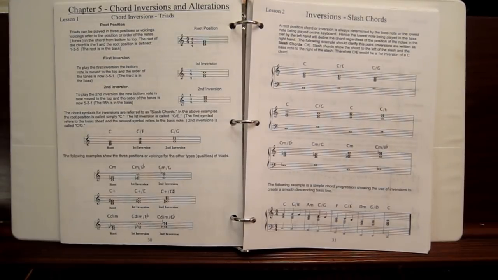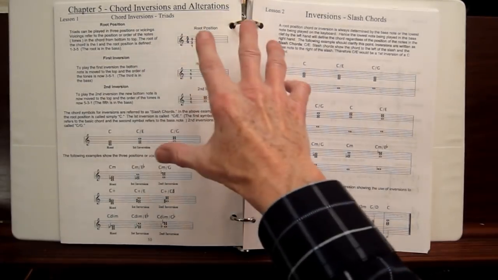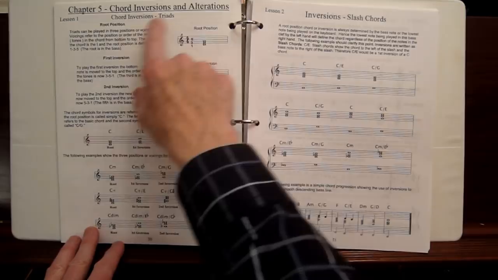Starting out, one of the most important things you're going to learn about chord theory is how to invert the chords. In other words, how to play a chord in root position and then invert it into first inversion and second inversion. That just means you're playing the chord with a different note being on the bottom. In other words, here we have in chapter 5 of my book, Chord Inversions and Alterations.